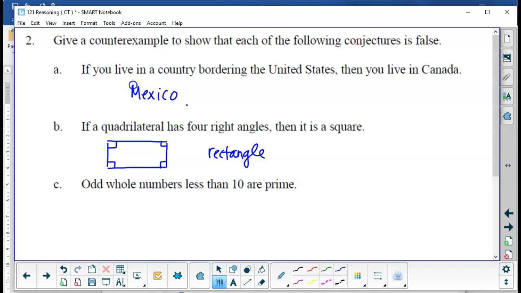Odd whole numbers less than 10 are prime. Okay. So odd whole numbers less than 10. That would be 1, 3, 5, 7, 9. Well, 9 is not prime. Okay, so 9 is a counterexample.